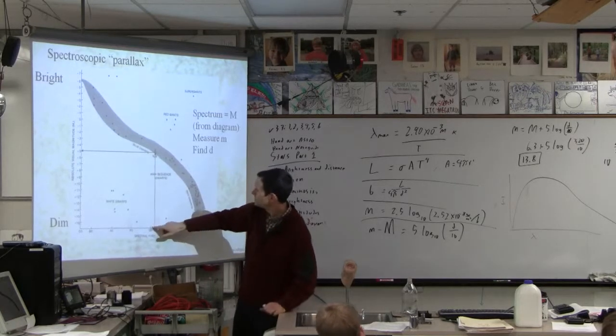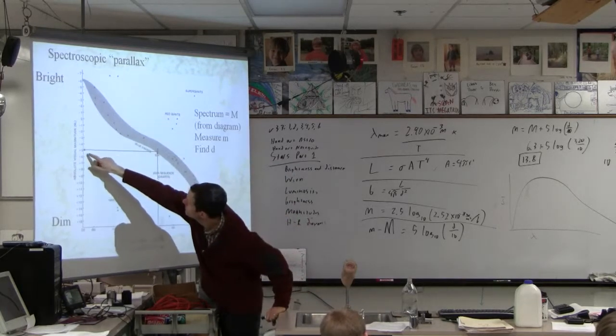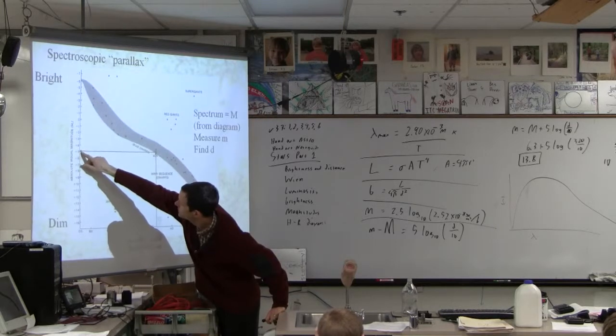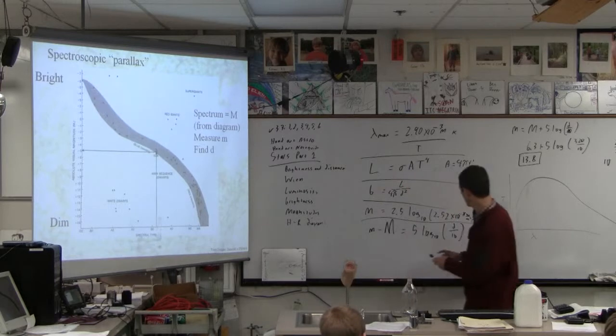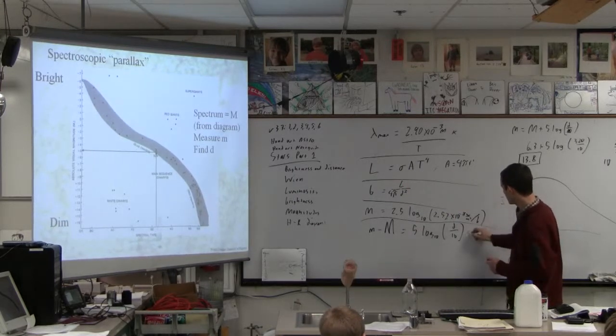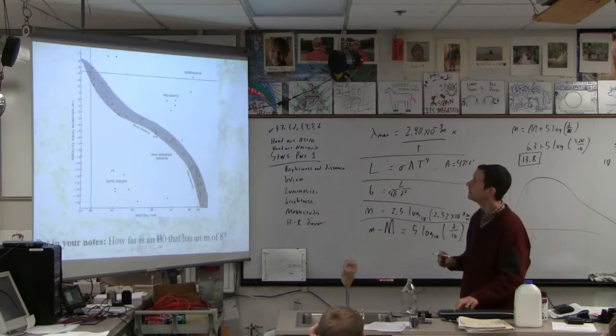So if it's this type of star and it appears to be a plus 12, but it really is a 5 at 10 parsecs, we can use this formula here to calculate how far we are from the star.